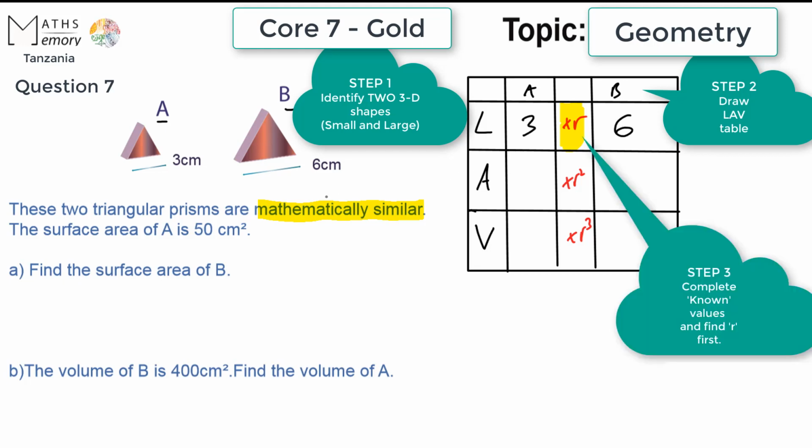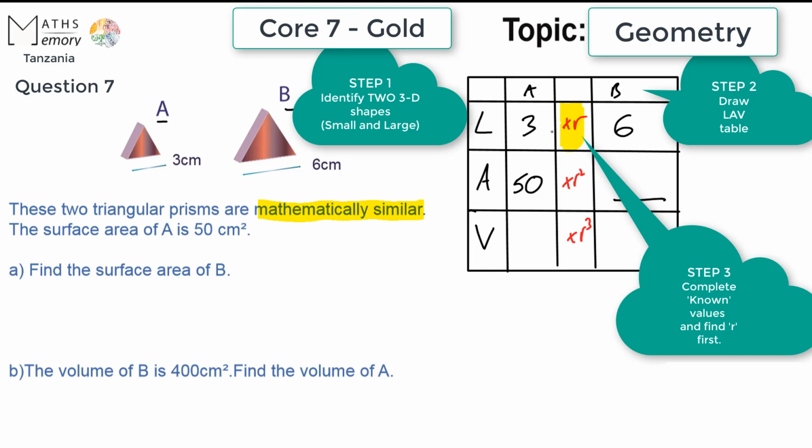Let's fill in the gaps as well. Surface area of A, surface area, same thing over here. We're going to put this as 50. Anything else? Do we have any volumes? Not as yet. So part A is saying find the surface area of B. So once you've filled in the LAB table, we want to find out this box over here.